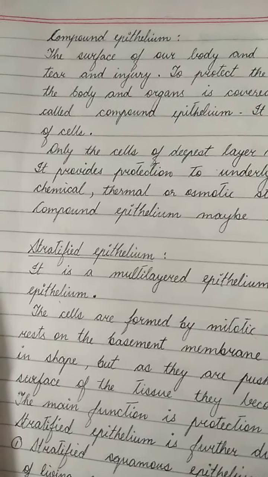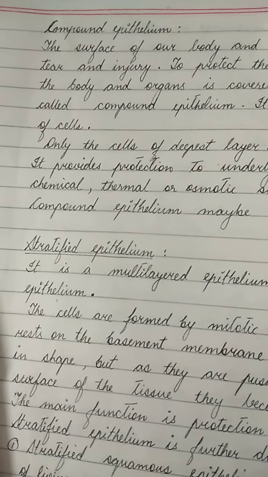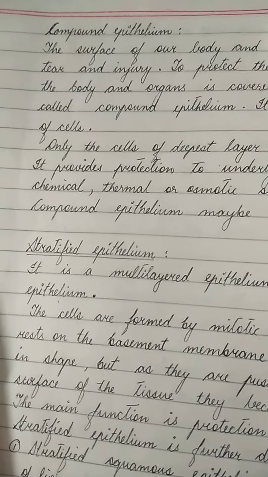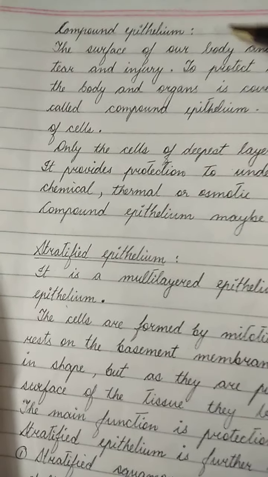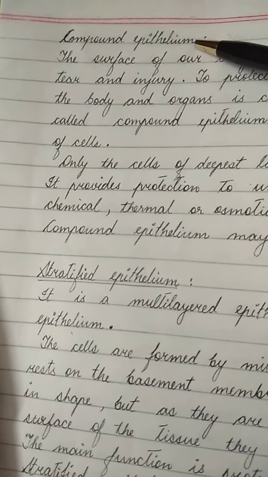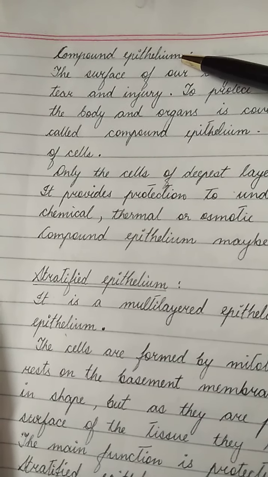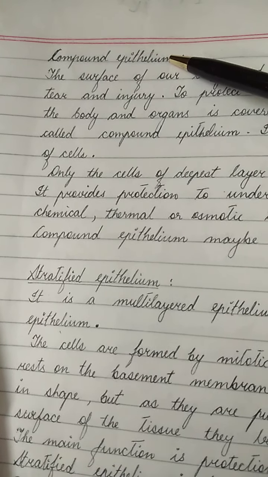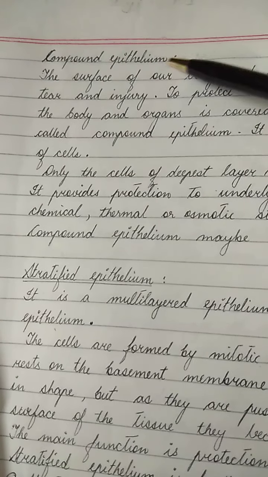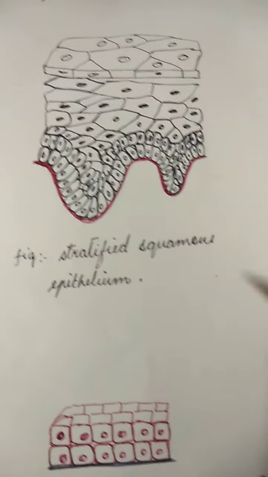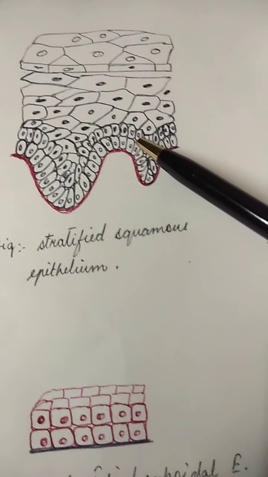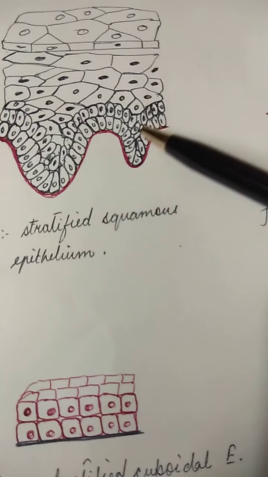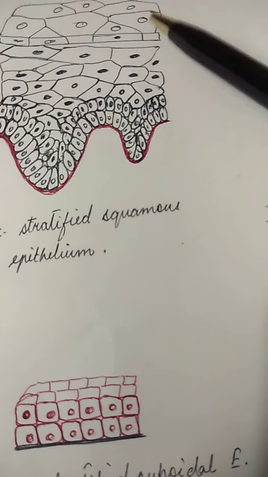In your last class, we have already discussed tissues, epithelial tissues, types of tissues, simple epithelium. Today, let us discuss compound epithelium. We have already studied simple epithelium, which is made up of a single layer of epithelial tissues. Compound epithelium, as you can see in this diagram, is made up of several, or you can say multiple, layers of epithelial tissues.